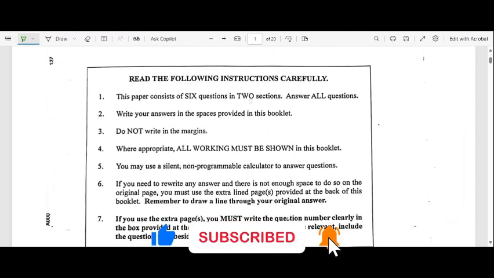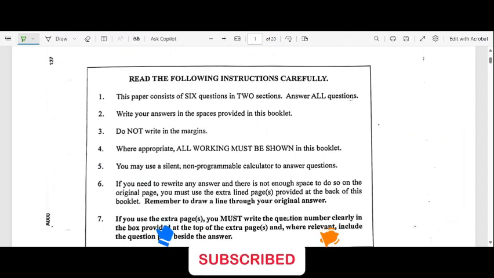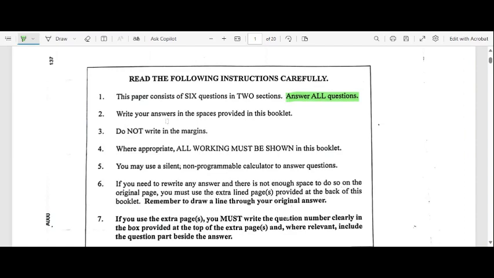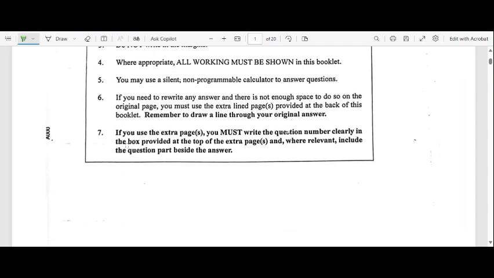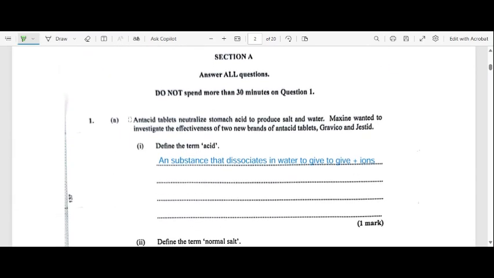The paper consists of 6 questions in 2 sections. Answer all questions. Your answers are to be written in the booklet provided. Do not write in the margins, etc. So let's answer question one.